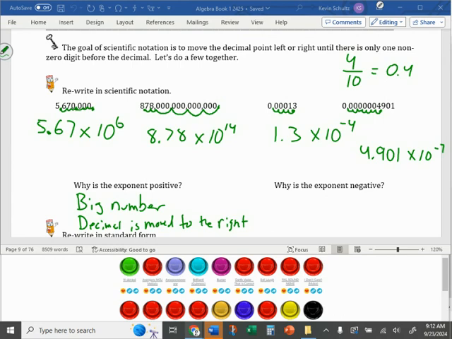The next one is negative, it's just the opposite. A negative power means the number is small. Okay? And the decimal is moved to the left to get back to the original number. So understanding what the power means is a big part of understanding scientific notation. And that is as far as we're going to get today.